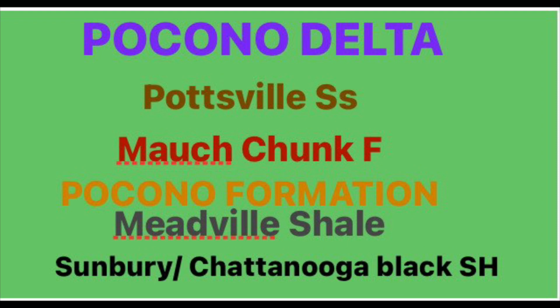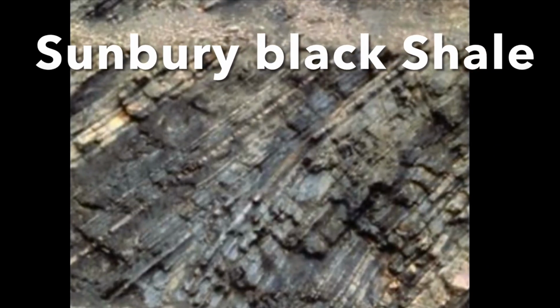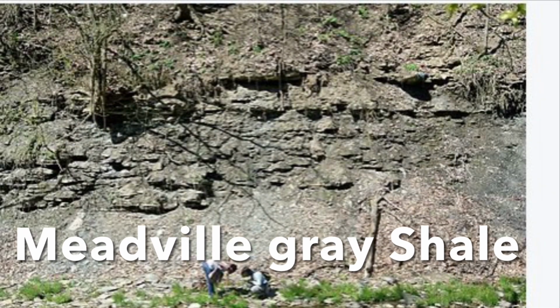Hey rock buds, all these formations are scattered all over the place, so it's pretty hard to gather them up and put them in a logical sequence. So in all these tables where I show the sequence, I may be off plus or minus a little bit, but you get the general idea. Here's some Sunbury black shale. That begins the sequence. Meadville gray shale that followed.